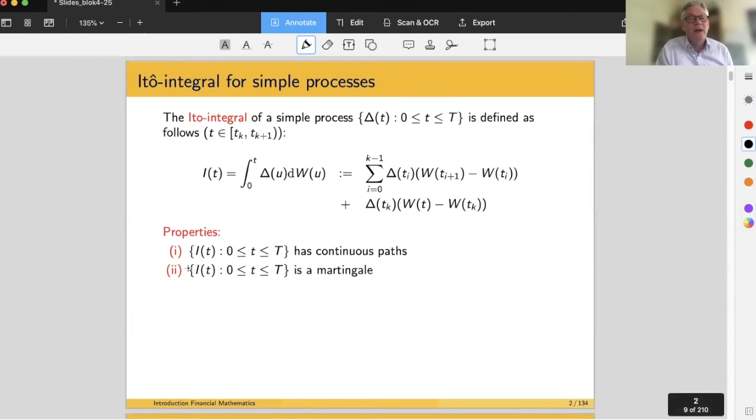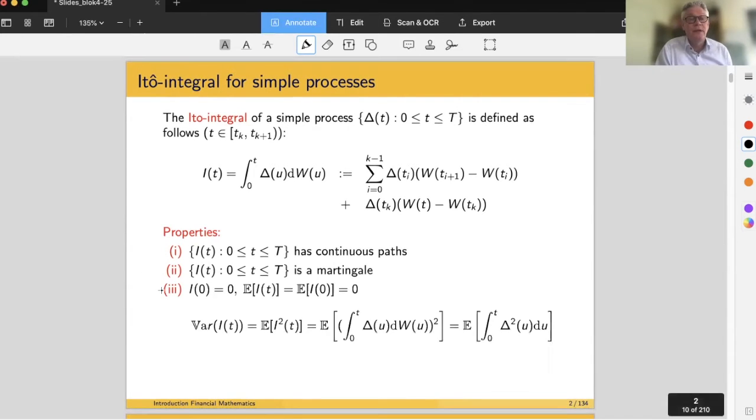Secondly, it is a martingale. Third, we have seen that, of course, I_0 is equal to 0. And because of that, and because of the martingale property, we can say that the expected value of I_t is nothing but the expected value of I_0, and that is equal to 0. So it has 0 expectation.